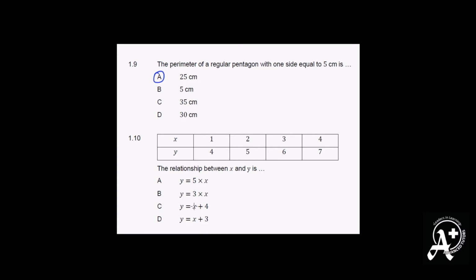C tells me y is equal to x plus 4, so when x is 1, 1 plus 4 will give me 5, but that's not y's value here. The value is 4. Let's check the last one, x plus 3. When x is 1, 1 plus 3 will give me 4. So it works. Let's just check it for another one. When x is 2, 2 plus 3, then yes, it gives me 5, which is y. And you will see that it works for these last two cases as well. So my answer is D.